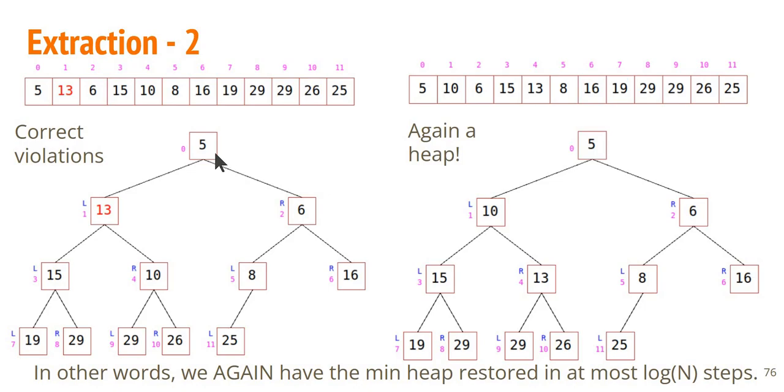So I have fixed the root. However, I have caused this violation to appear somewhere else. Notice 13 is now more than 10, and that's a problem. So I need to fix this again. One more interchange, and again I am back to my heap structure. Really amazing. Once again, we can argue that in at most log n steps, I will have my item percolating down to the right place.